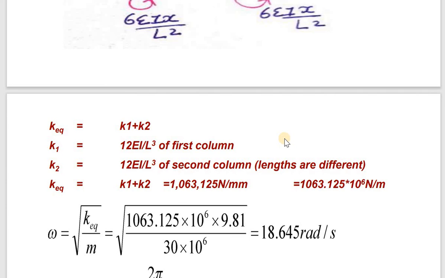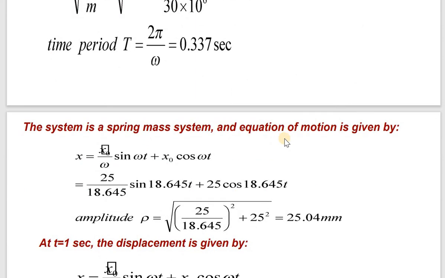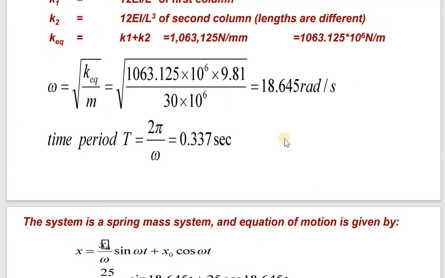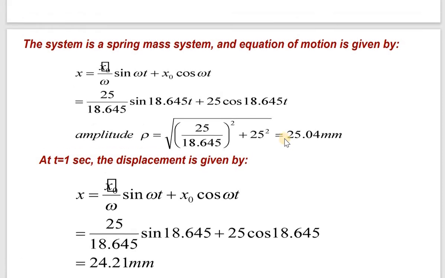Now what is the mass? Weight is written as W is equal to 30 into 10 raised to 6. So M will be 30 into 10 raised to 6 divided by 9.81. From here I can find out omega, and from that omega I can find the time period. Time period is equal to 2 pi by omega. Frequency is equal to omega by 2 pi. Now, what are the things which we need to find out?